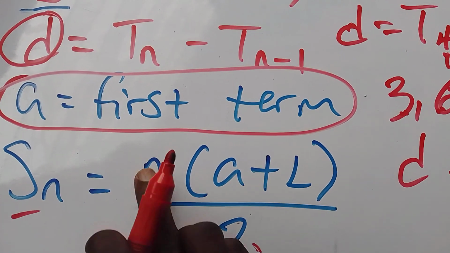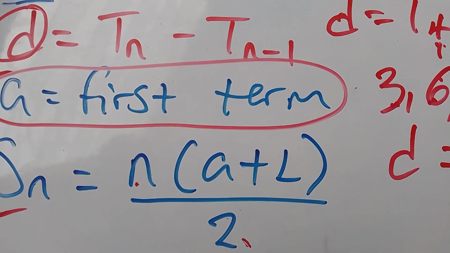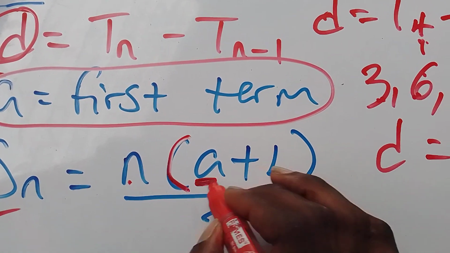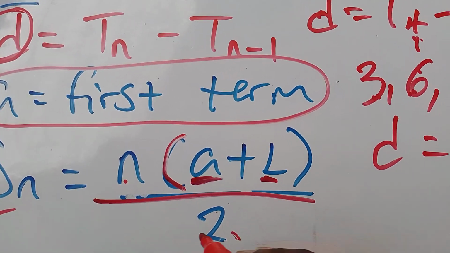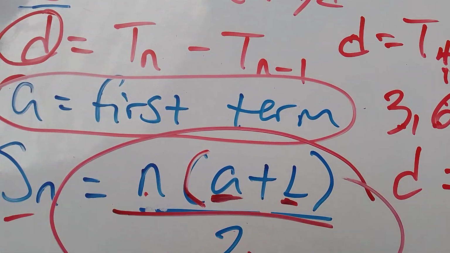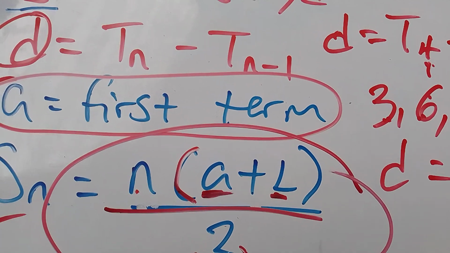How many numbers do we have? If they have 12, just write it down. Now, what's the next thing? Add your first term and your last term together. If you add them together, multiply it by the number of terms, then divide this by 2. That expression will give you the sum of the terms that you are looking for.